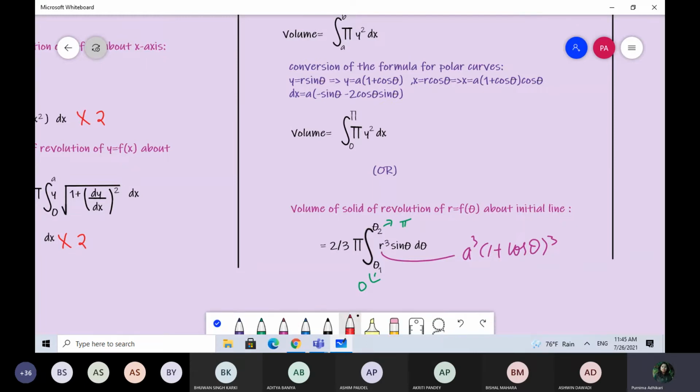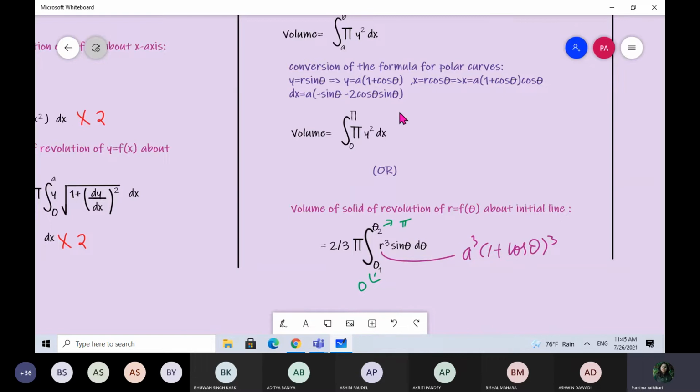Okay, so when can you use this formula? When you are looking for the volume of a solid for polar curves about the initial line. The rotation must be about the initial line. I hope all of you understand what the initial line is. So 0 to pi is your limits of integration. In place of r, a cube (1 plus cos theta) cube, and then integrate, very easy integration.